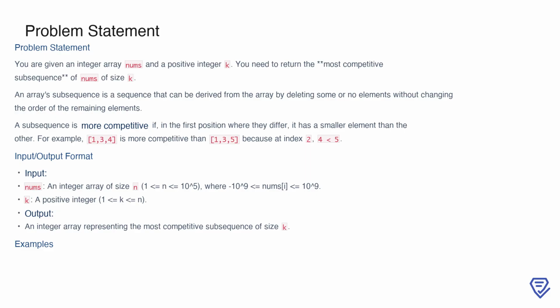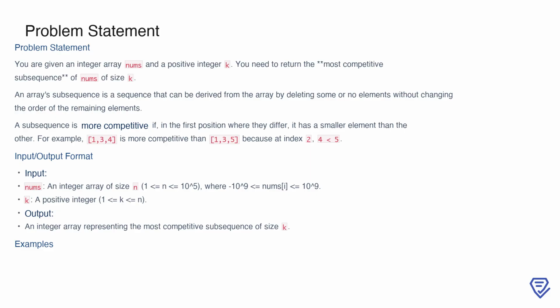Now, you might be wondering, what exactly is a subsequence? A subsequence is a sequence that can be formed by removing some or no elements from the array without changing the order of the remaining elements. For example, from the array [3, 5, 2, 6], [3, 6] and [2, 6] are valid subsequences, but [6, 3] is not because the order is altered.